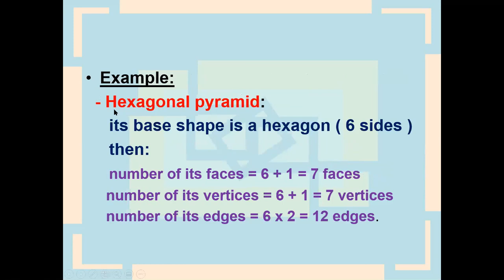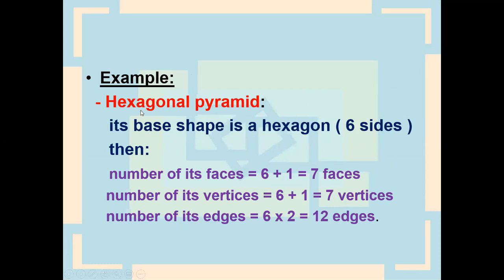For example, hexagonal pyramid. The base here is a hexagon. How many sides in the hexagon? 6 sides. To find the number of faces, add 6 plus 1. 6 plus 1 equals 7. To find the number of vertices, also add 6 plus 1. It will be 7 vertices. To find the number of edges, multiply by 2. 6 multiplied by 2 equals 12.